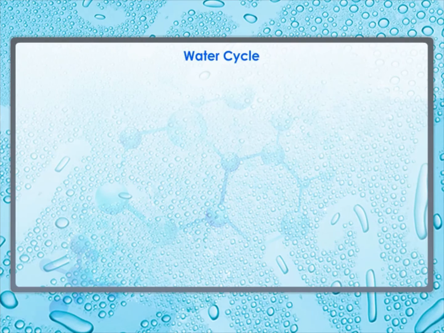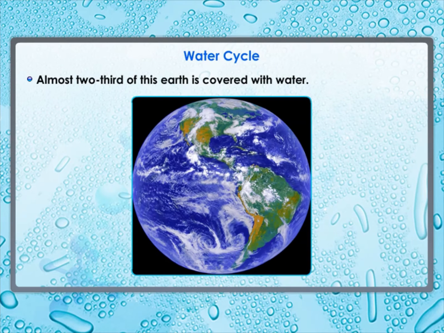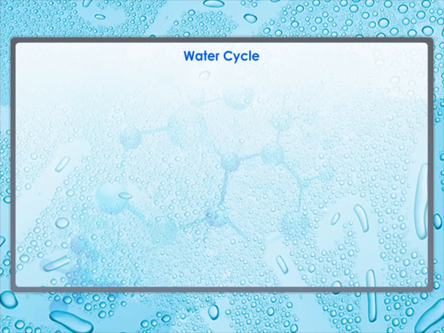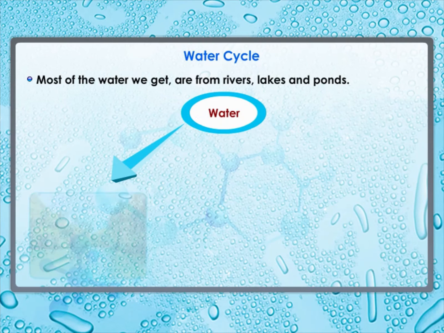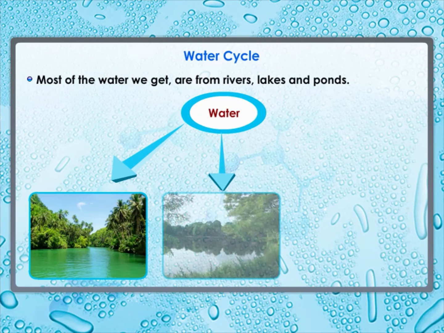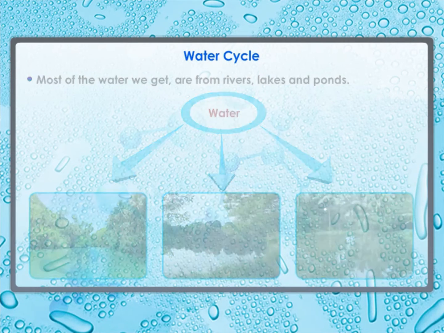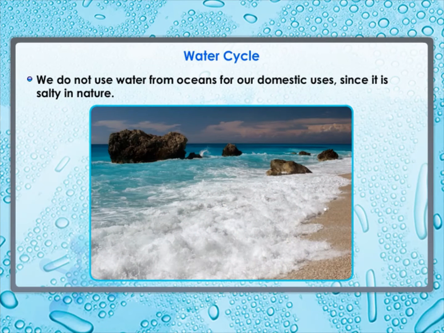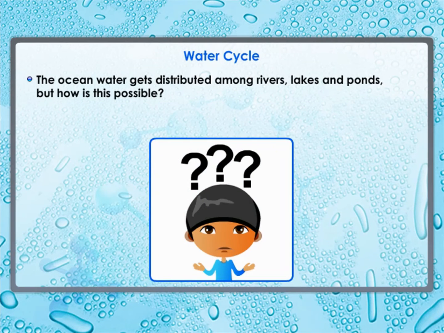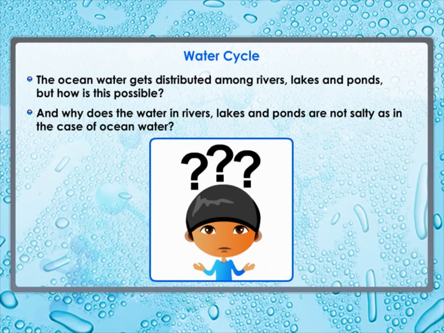Water cycle. Almost 2/3 of this earth is covered with water. Most of the water we get are from rivers, lakes, and ponds. We do not use water from oceans for our domestic use, since it is salty in nature. The ocean water gets distributed among rivers, lakes, and ponds. But how is this possible? And why does the water in river, lake, and pond not be salty, as in the case of ocean water?